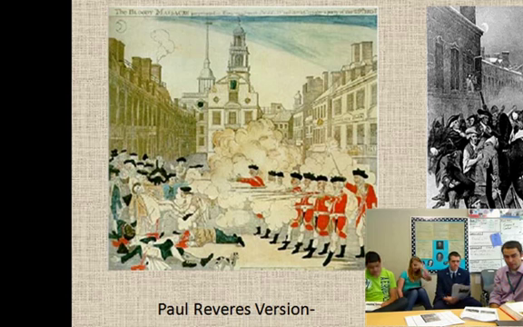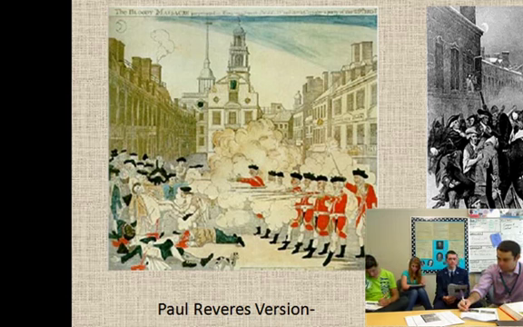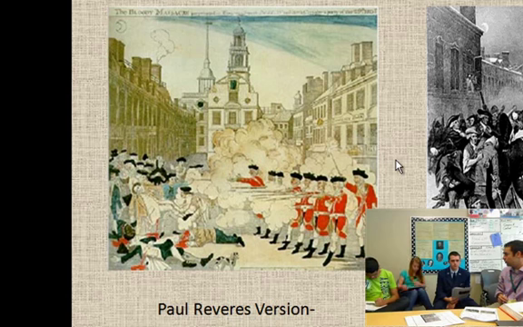Have you ever heard the word bias before? Yeah. Bias is when you kind of bend the truth in your favor. So is there a place to write that? Yeah, you could say bending the truth to fit your needs or something like that. Bending the truth. So this was Paul Revere's version, and it was bias, trying to make the English look bad.